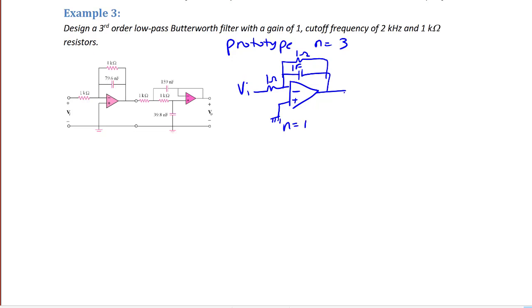And then here is the second order prototype with 2 resistors and 2 capacitors. All the resistors will be 1 ohm, but now the capacitors will be C1 and C2, where their values will be determined in order to create the Butterworth polynomial.